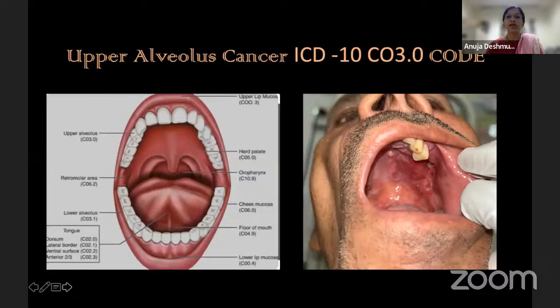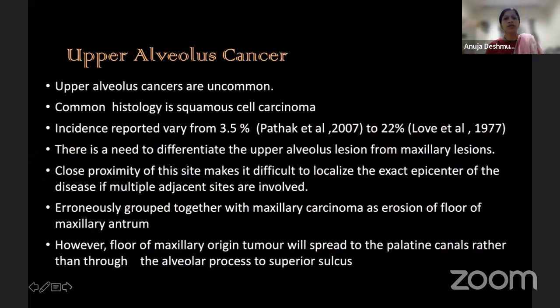So coming to the upper alveolar cancer, it is a very common presentation in Tata Hospital. But otherwise, in a population, cancer-wise, it is a very uncommon cancer among the other cancers. It is the upper alveolus, ICD code 10, which we are going to deal with today. Upper alveolus cancer is uncommon and the common histology is squamous cell carcinoma.